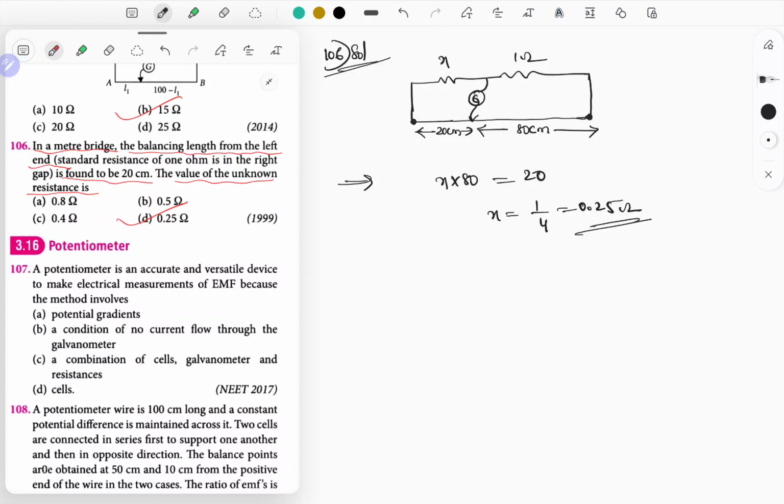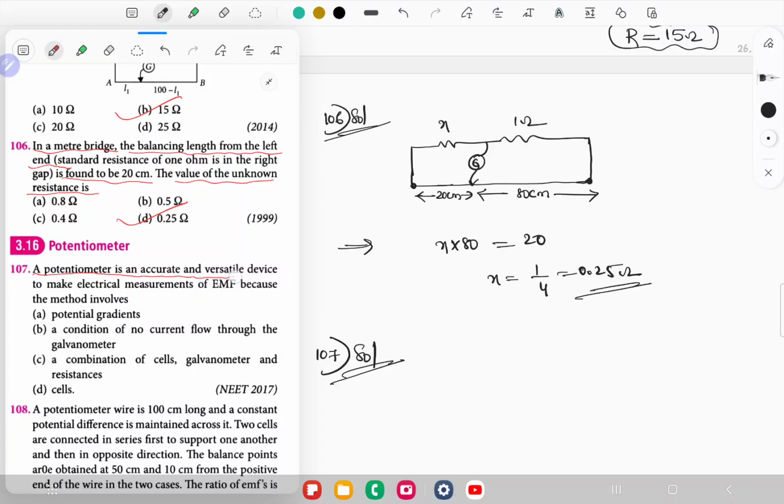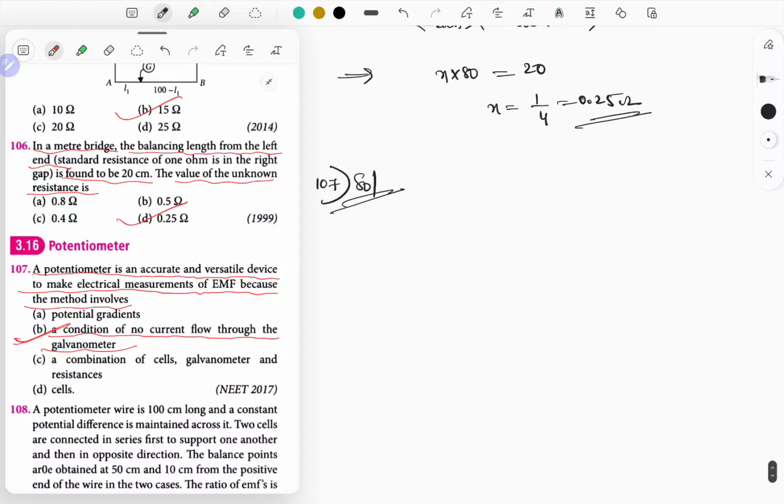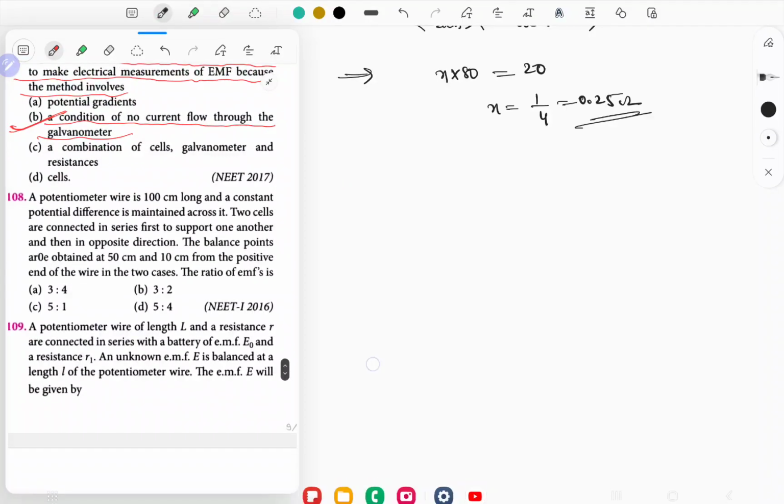Understood? Next, let's move on to the next question. Question number 107. From now, we are going to solve numericals based on potentiometer. A potentiometer is an accurate and versatile device to make electrical measurements of EMF because the method involves the condition of no current flowing through the galvanometer. This is the key point in solving numericals. Okay, so for question number 107, option B is the correct answer. Let's move on to the next one.